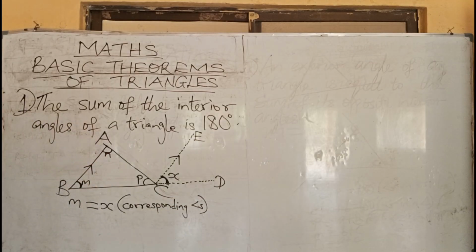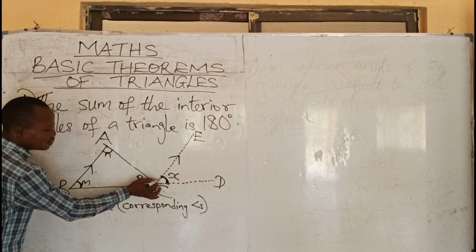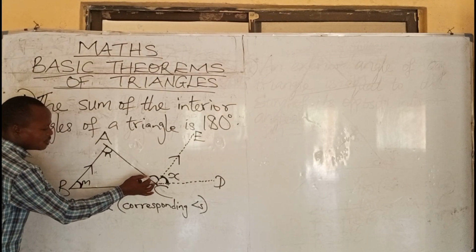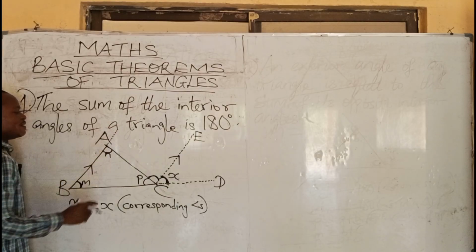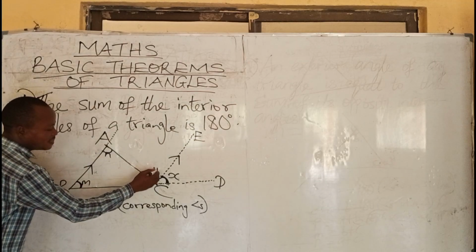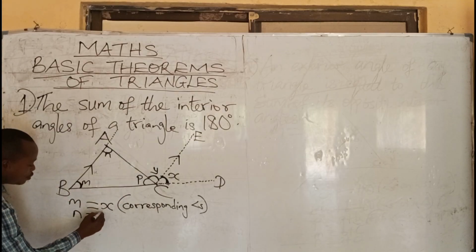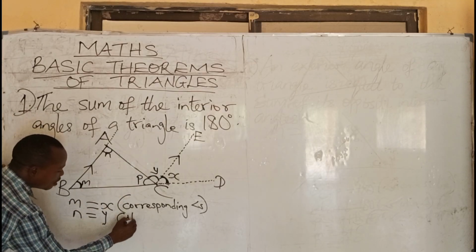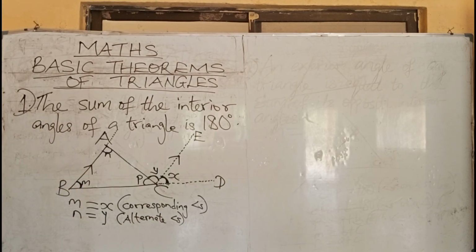Now, in the same vein, we can say that angle N here is alternate to this angle here. Remember, in alternate angles, we look at interior angles that are occupying reverse positions. So these are interior angles. This is alternate to this. Now let me label this as angle Y. That means angle N is equal to angle Y. And the reason is alternate angles.